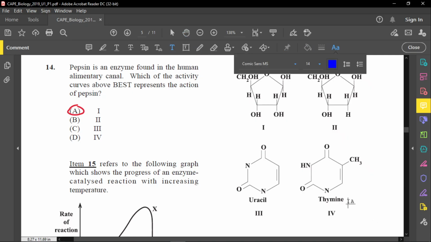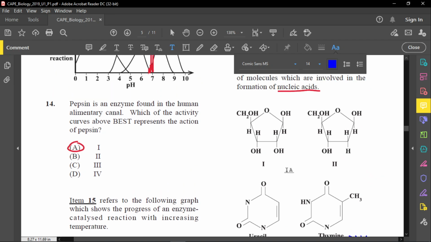Thymine is only in DNA. In fact, I could say thymine replaces uracil. Where uracil is, that's where you find thymine. So this is DNA alone. Uracil is in RNA, so you know that uracil will be one of the structures. So 3 will have to be one of the structures. 4 cannot be one of the options, because thymine is DNA.